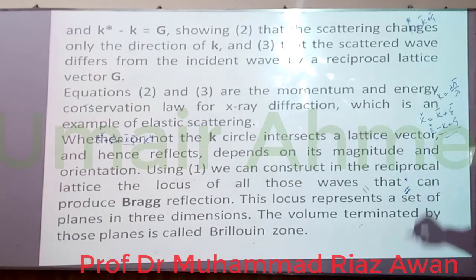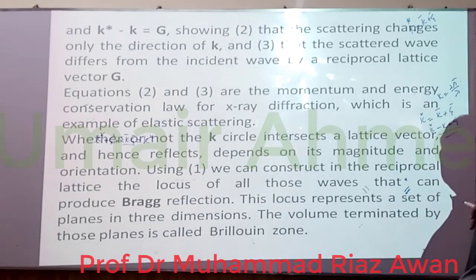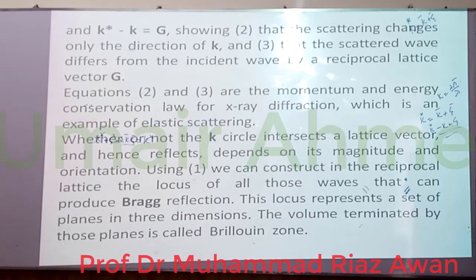K star minus K is equal to G, showing that the scattering changes only the direction of K. The magnitude is not changed, only the direction of K is changed, and the scattered wave differs from the incident wave by a reciprocal lattice vector G. Their difference is equal to the reciprocal lattice vector G. Equations 2 and 3 are the momentum and energy conservation laws for X-ray diffraction.